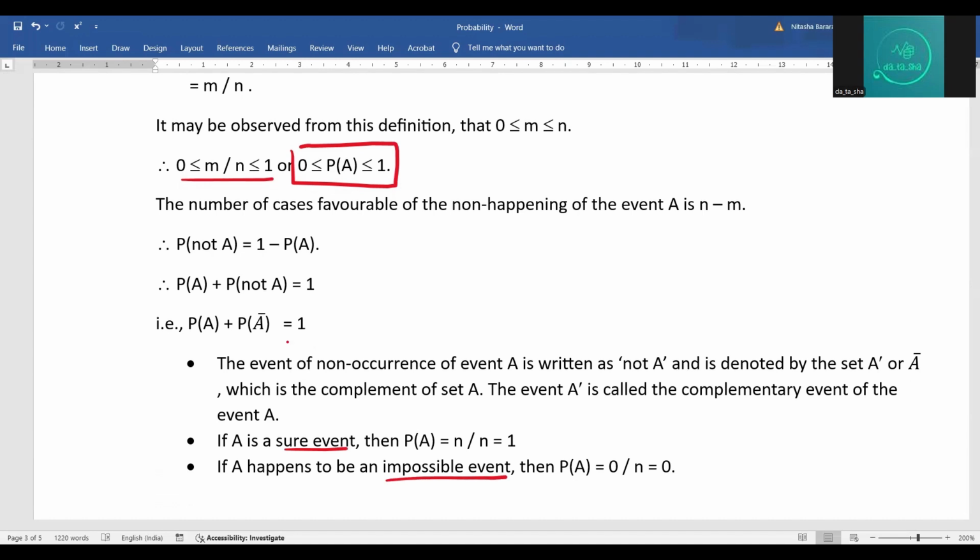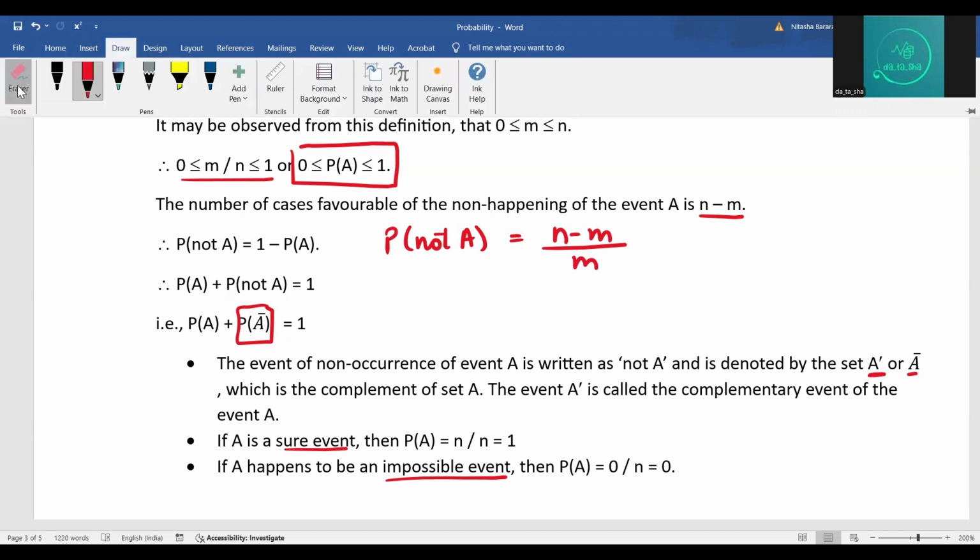Now, the number of cases favorable to the non-happening of the event A would be n minus m. So P not of A is also denoted by A complement or A dash, or we say it as the complement of set A. Complementary event also we call it. So there are different terminologies. So we say that P not of A would be n minus m upon n. Not m, sorry, that would be n. Let me just erase it.